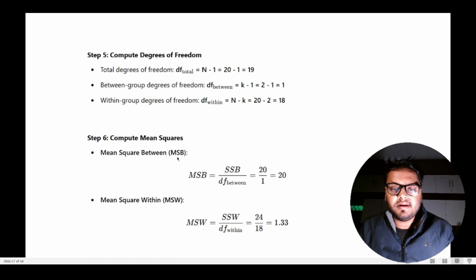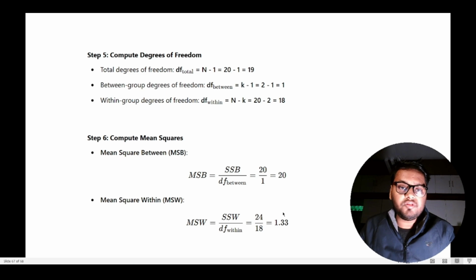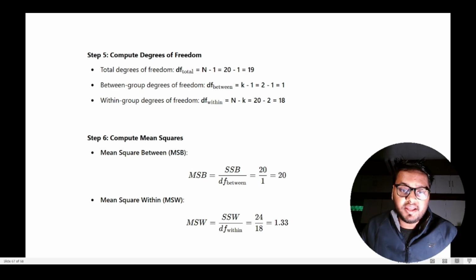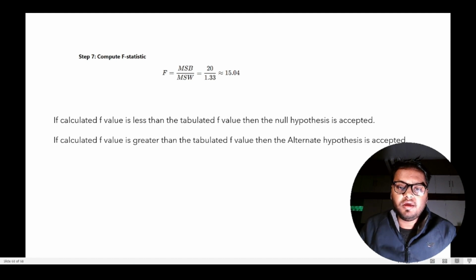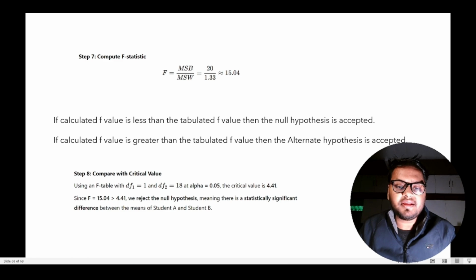So mean square between, which is SSB divided by df of between, which is going to be 20, and mean square within, SSW divided by degree of freedom within, which is going to be 1.33. Once we have calculated all these steps, the next step is to find out our F statistics value. So the F statistics formula is F equal to mean square between divided by mean square within, which is going to be 15.04. We are going to compute something called the critical value.